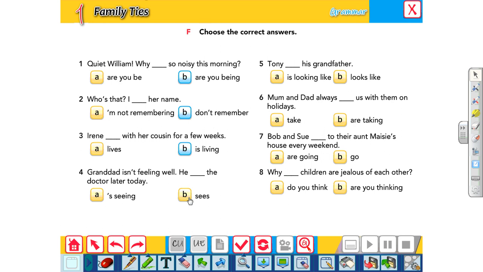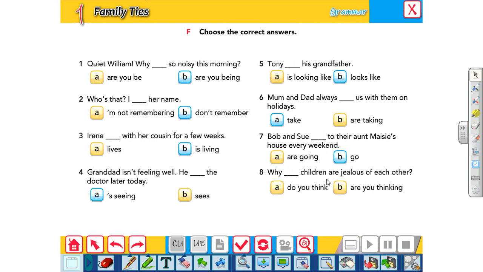Granddad isn't feeling well. He is seeing the doctor later today. Tony's grandfather looks like or is looking like? Looks like. Mom and Dad always take us with them on holidays. Bob and Sue take us to their Aunt Mice's house every weekend.